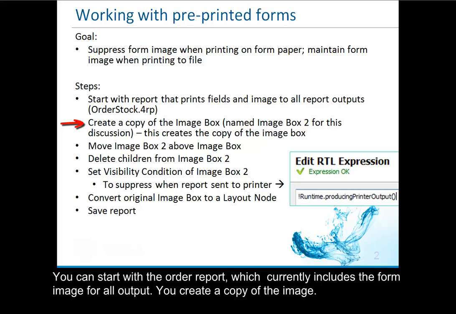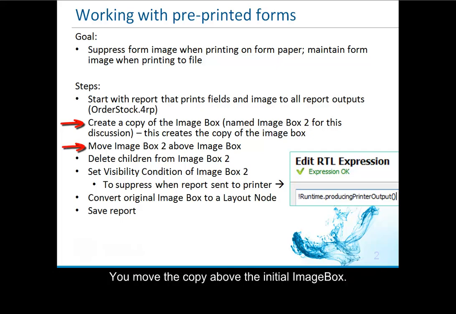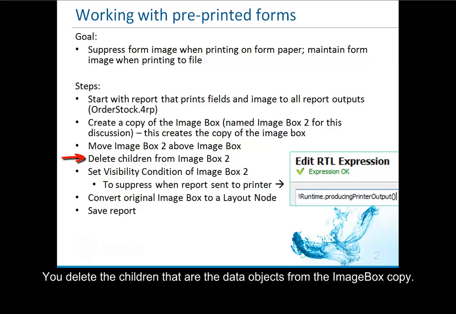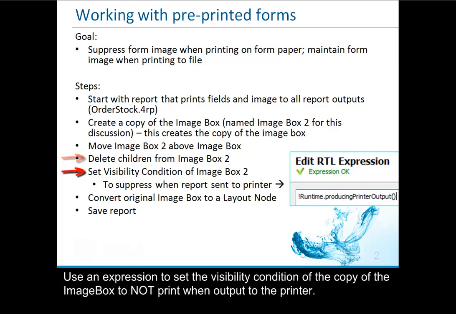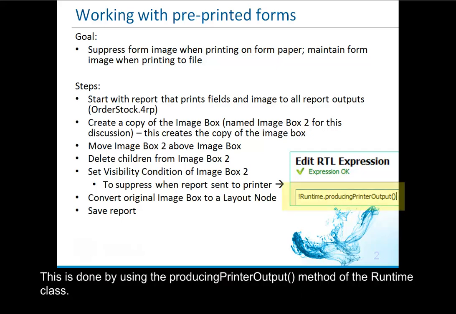You create a copy of the image. You move the copy above the initial image. They remain siblings, but the copy sits above the original. You delete the children or the data objects from the copy. Use an expression to set the visibility condition of the copy on the image box to not print when output to the printer. This is done by using the producing printer output method of the runtime class.